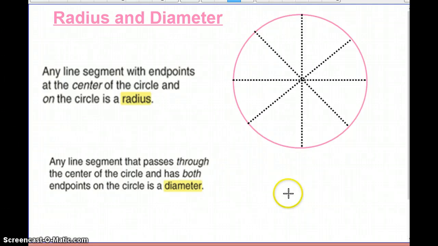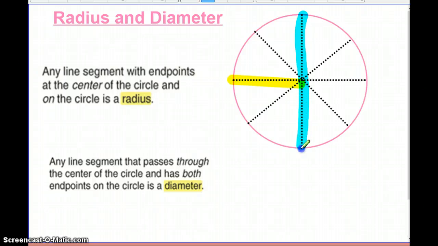The last couple words, radius and diameter. Radius is from an end point on the circle to the center, so it's halfway. A diameter is all the way across. So here's the radius, and there are infinite amounts of radii around the circle, so from the edge to the center point. A diameter goes all the way across the circle through the center. That's a diameter, okay?